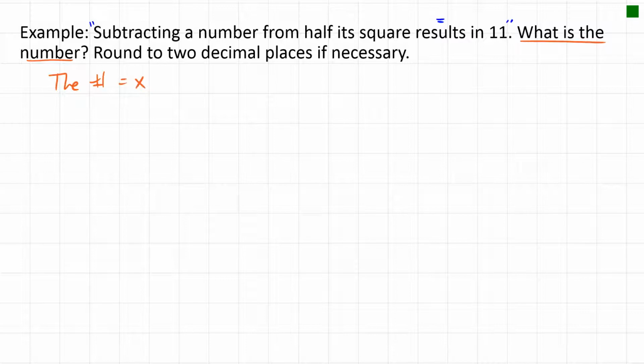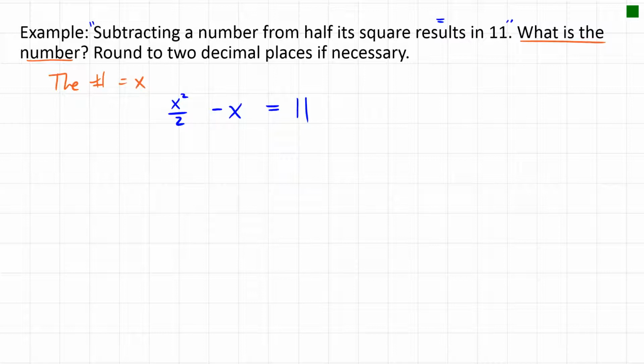subtracting a number from half its square. So we're going to subtract x from half of x squared. So I could write that as x squared over 2, or I could write it as 1/2 times x squared. But either way, we have to subtract a number, so subtract x from half of its square, and the result is 11. So it's equal to 11.